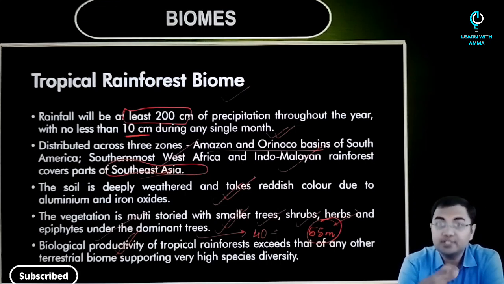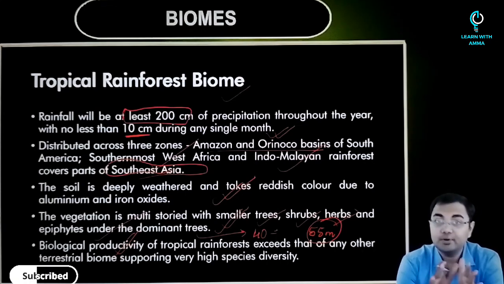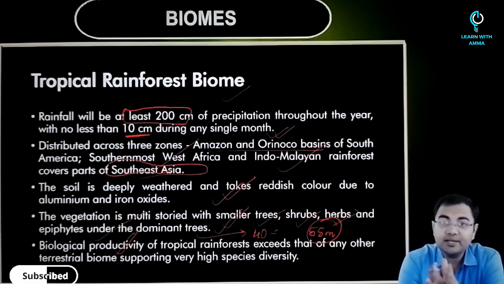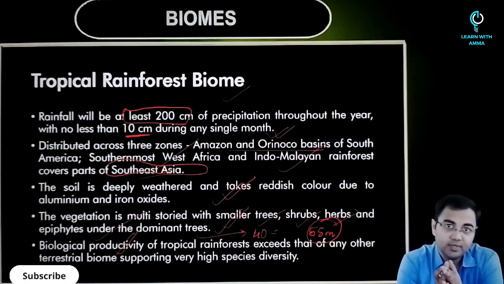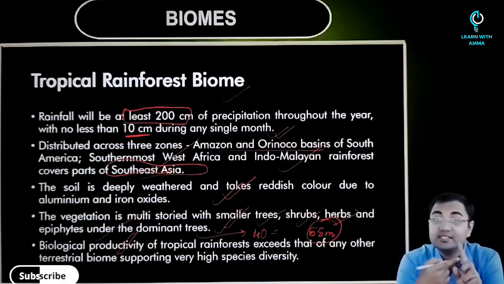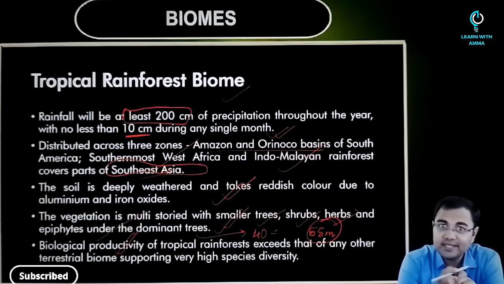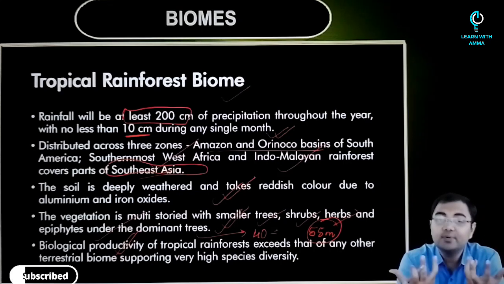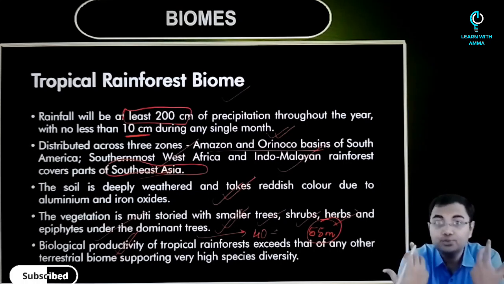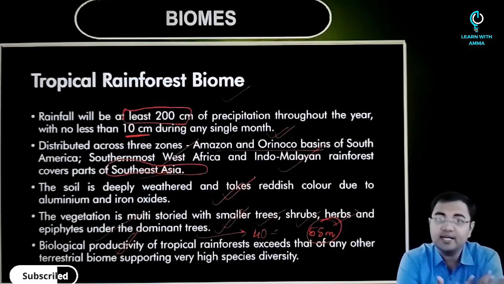When we talk about biological productivity, we see that biological productivity of the tropical rainforest biome is the highest as compared to any other biome that we have. That has been observed. Again, the standing biomass of this forest will also be the highest because of the fact that it is able to sustain a huge variety of species of plants and animals.